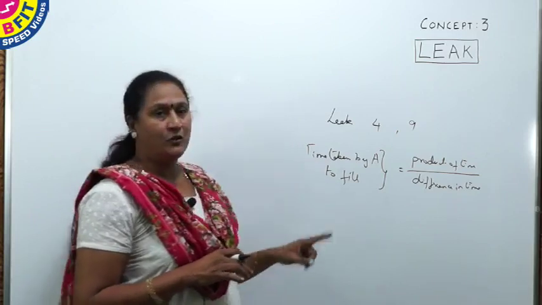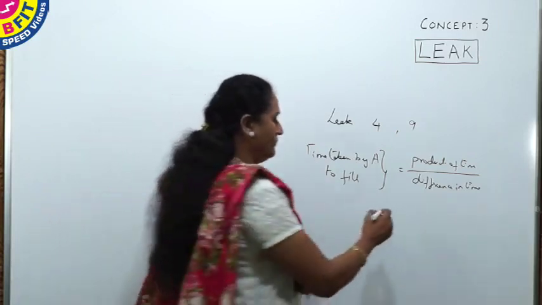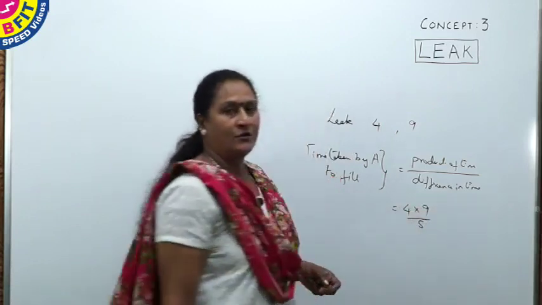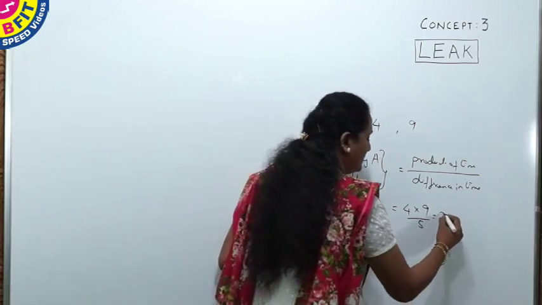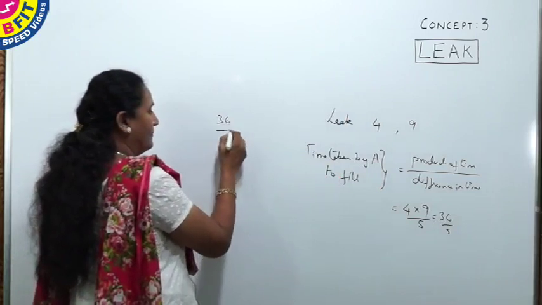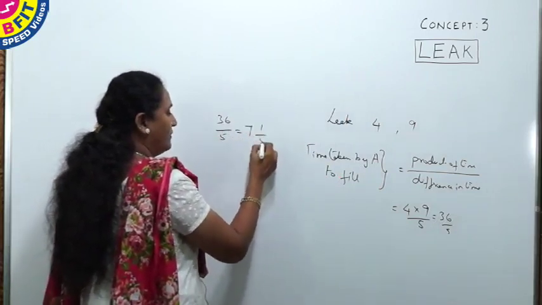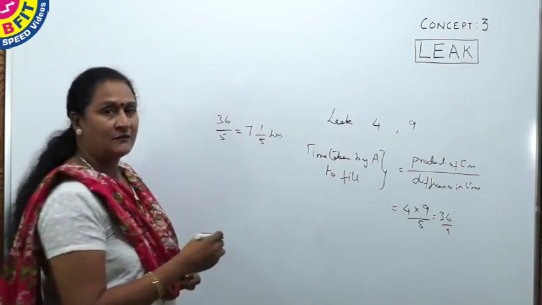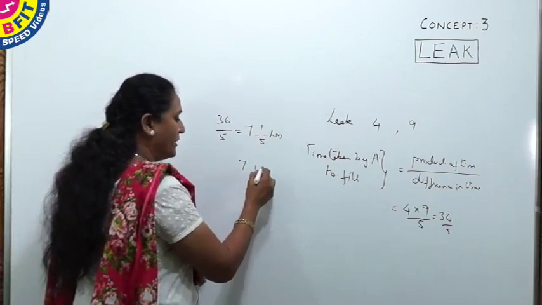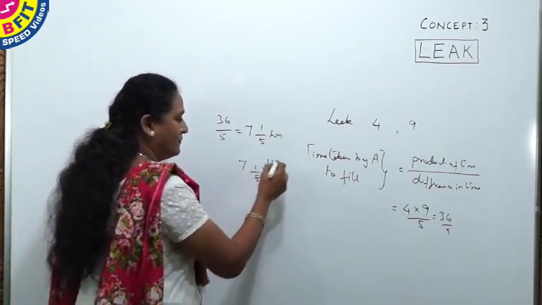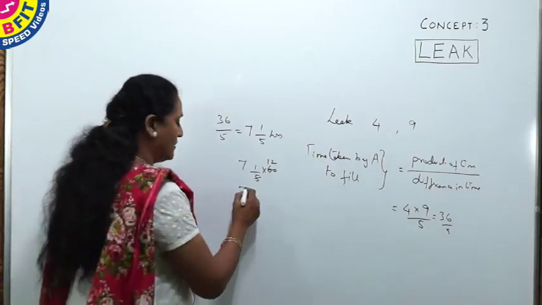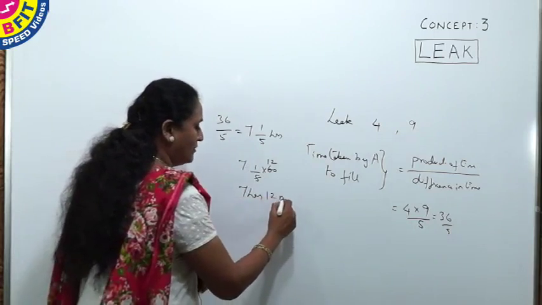So time taken by A to fill the tank: product of time by difference in time. So 36 by 5 hours, or it is equal to 7 by 5 hours. Suppose if they give in hours and minutes, so convert this 1/5 of an hour also to minutes. And now what is time taken by pipe A to fill the tank? So it is 7 hours, 12 minutes.